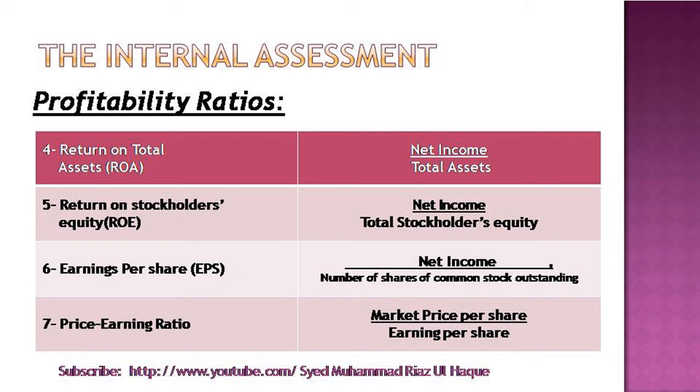And the last ratio of the profitability ratios is the price earnings ratio. The price earnings ratio is equal to market price per share divided by earnings per share, and it tells you about the attractiveness of the firm on the equity market.